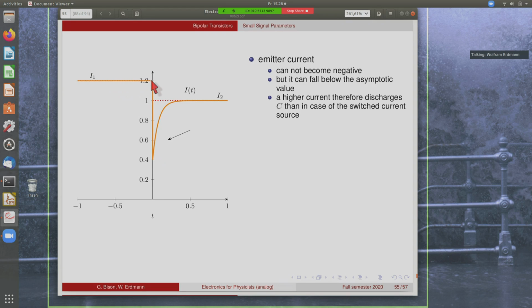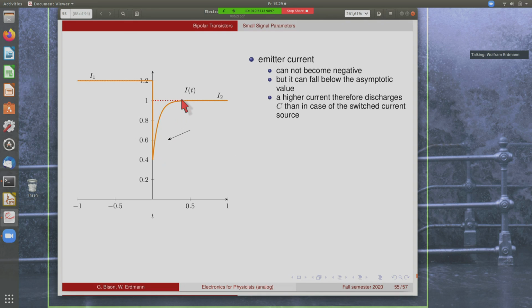So for the current source that we simply switch off, you get this step here. But if you do the transistor, it dips down much below the asymptotic value. So in some sense, it cannot sink the current, but the differential current can go negative. So the output current is still positive, but it's much less than the asymptotic value. So in a differential value, it really does become negative.